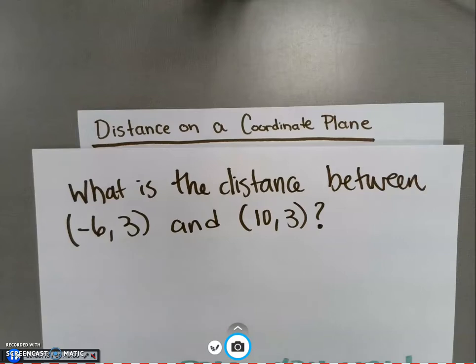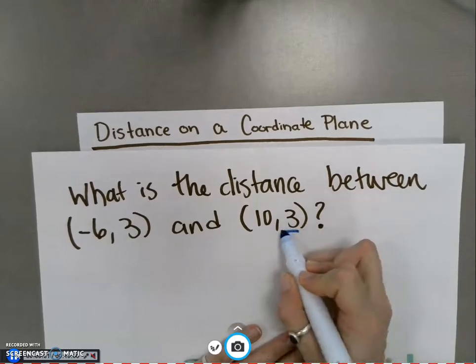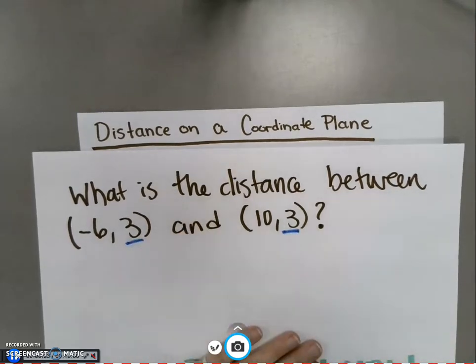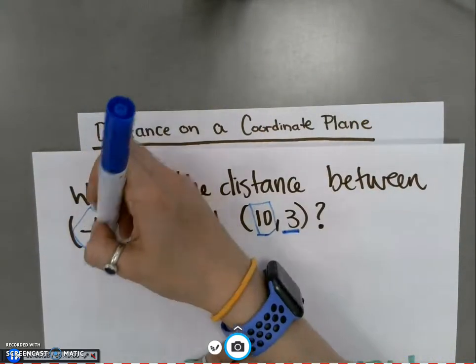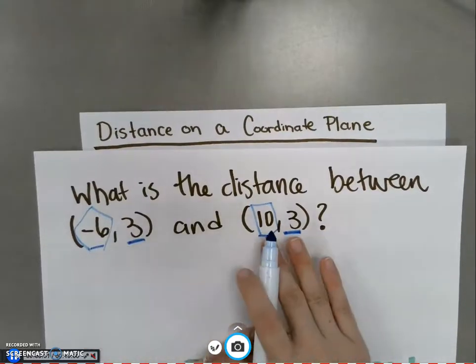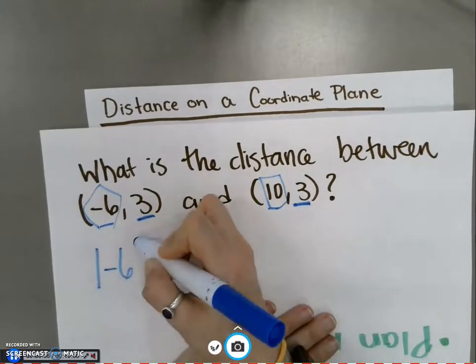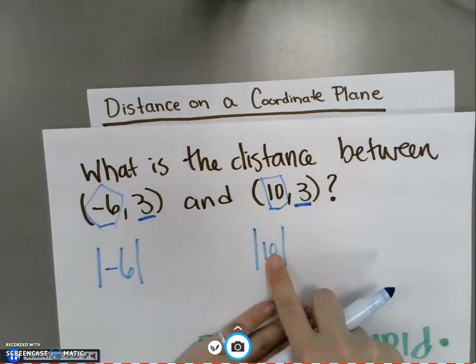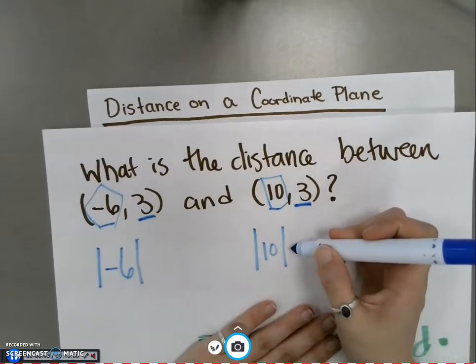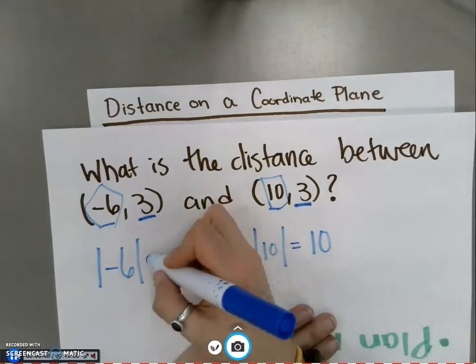Oh, okay. Suddenly I don't have a picture in my head. If you want to draw one, you can. But we could solve this without it. I see the 3 and the 3 stay the same, so I'm looking at a distance in the x direction. I'm looking between -6 and +10. Alright, let's take the absolute value of -6 and the absolute value of 10. 10 is 10 spaces away from 0. -6 is 6 spaces away from 0.